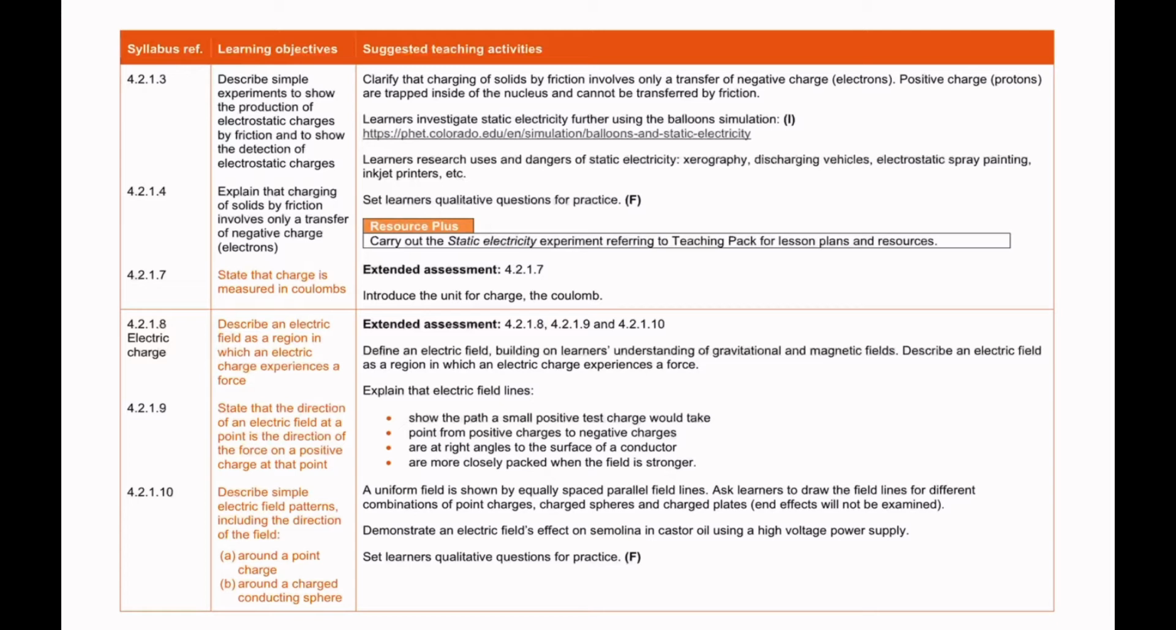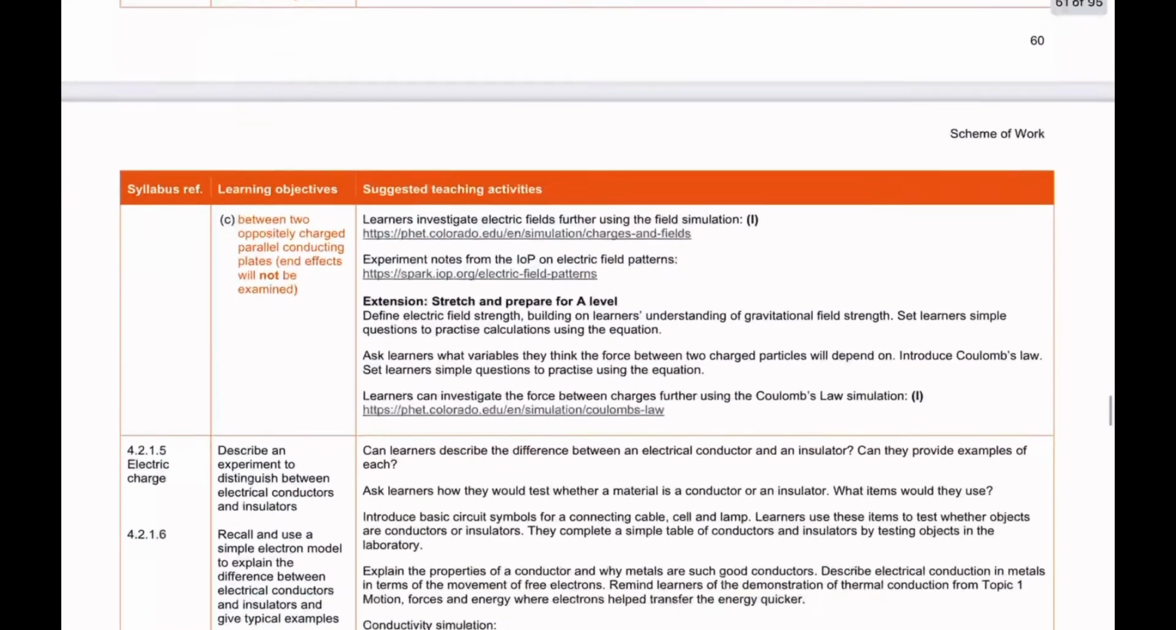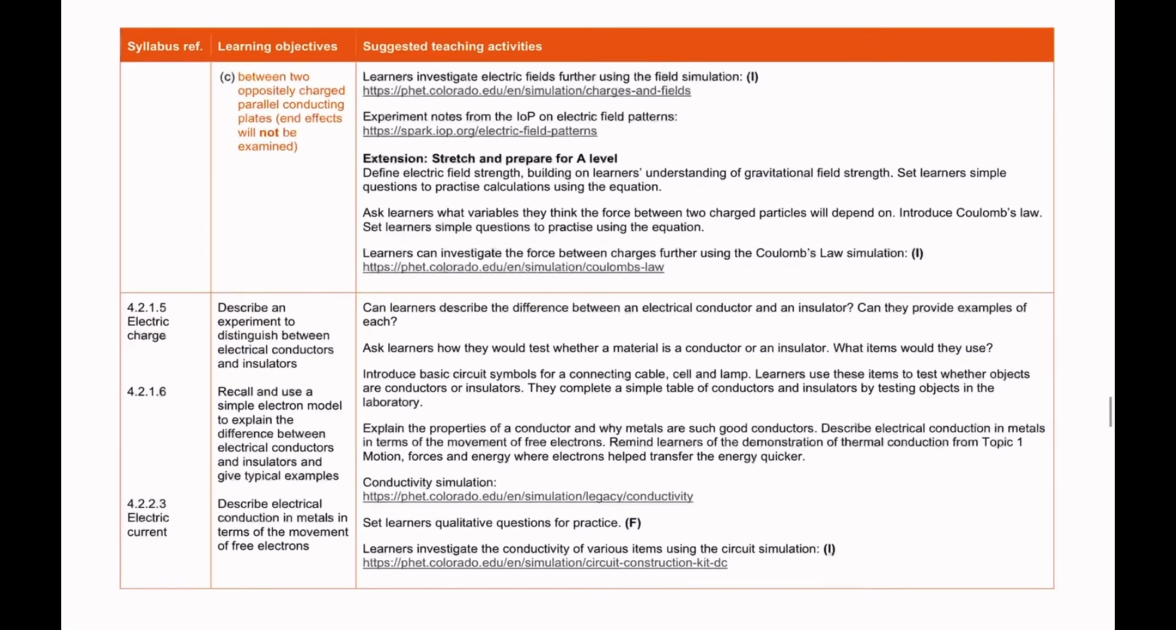Key concept 4.2.1.8 Electric charge. Describe an electric field as a region in which an electric charge experiences a force. State that the direction of an electric field at a point is the direction of the force on a positive charge at that point. Describe simple electric field patterns, including the direction of the field: A. Around a point charge. B. Around a charged conducting sphere. C. Between two oppositely charged parallel conducting plates. And effects will not be examined.